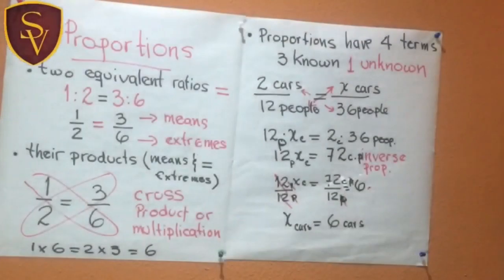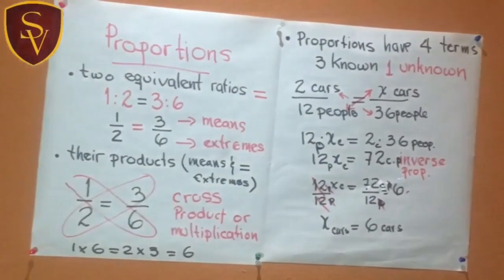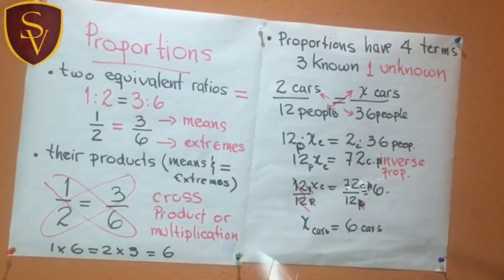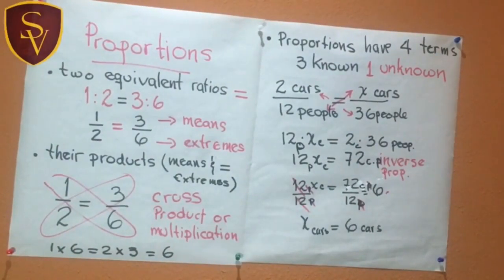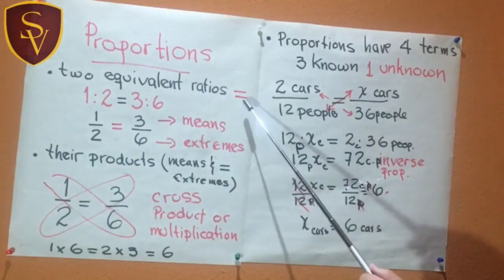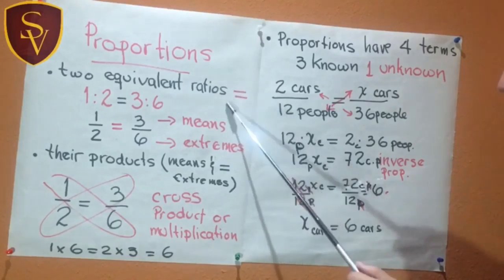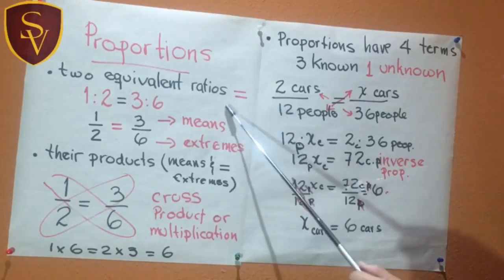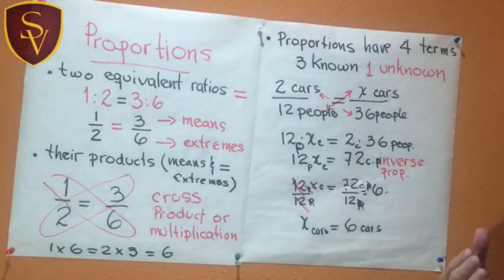The main usefulness of a ratio is called proportions. Proportions give us a tool to compare two equivalent ratios. We can compare with this symbol. This symbol is going to give us an equivalence.